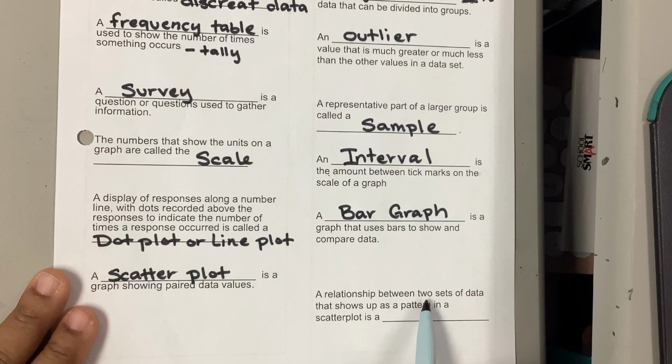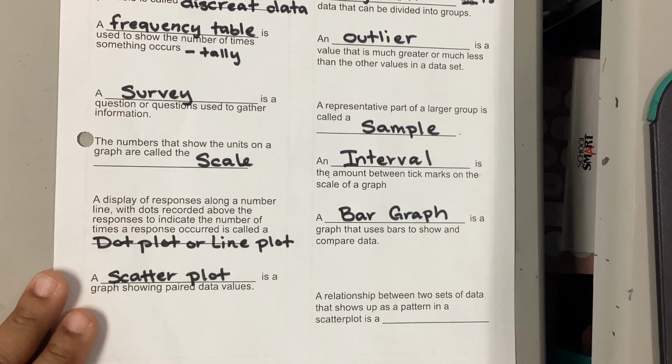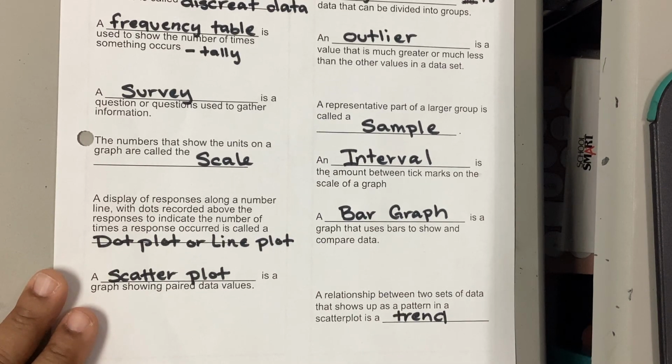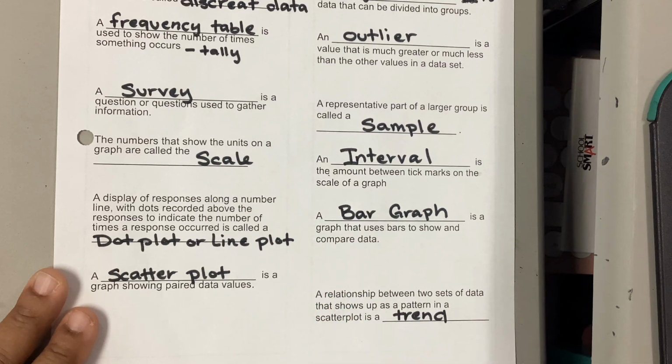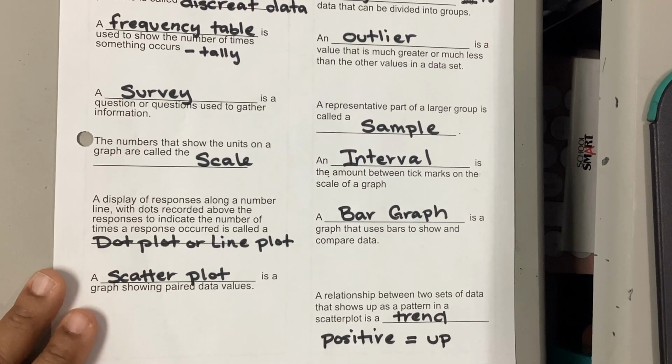A relationship between two sets of data that shows up as a pattern in a scatter plot is called a trend. A trend. So lots of trends. You can have things like a positive trend, which means your graph tends to go up. Your line goes in an upward pattern.